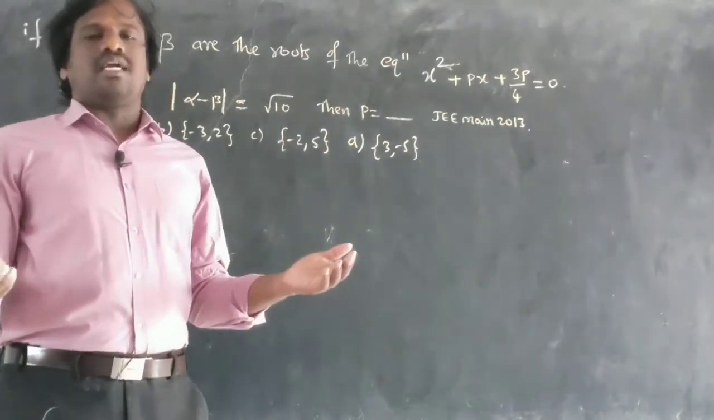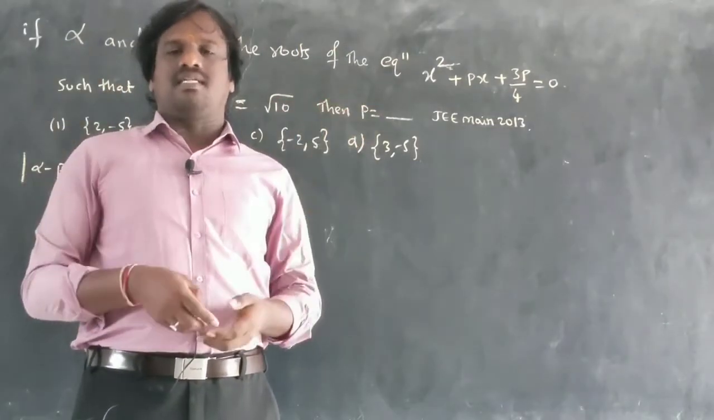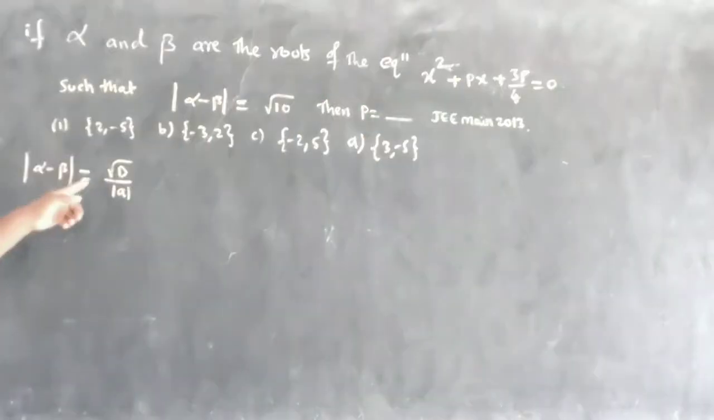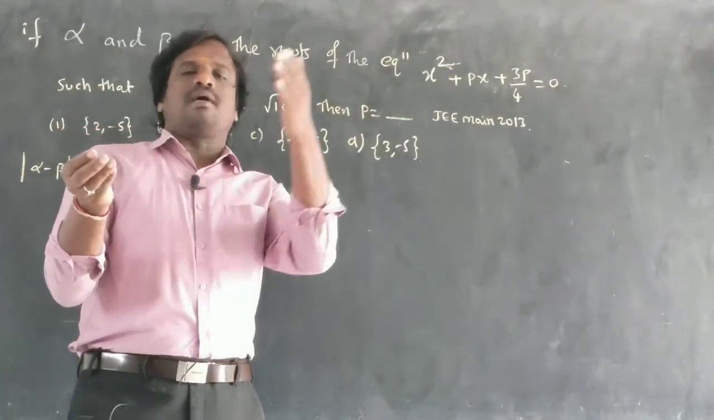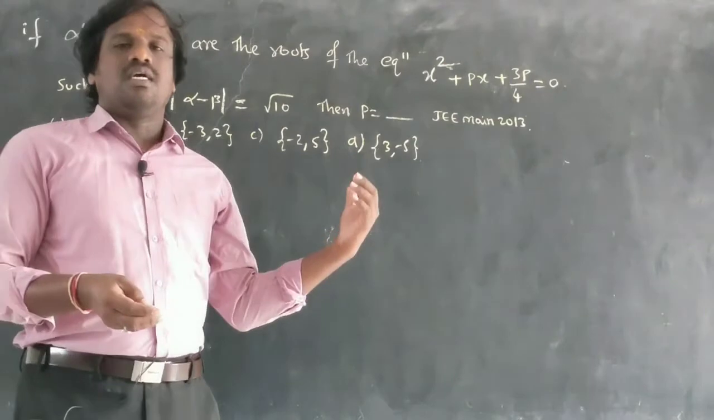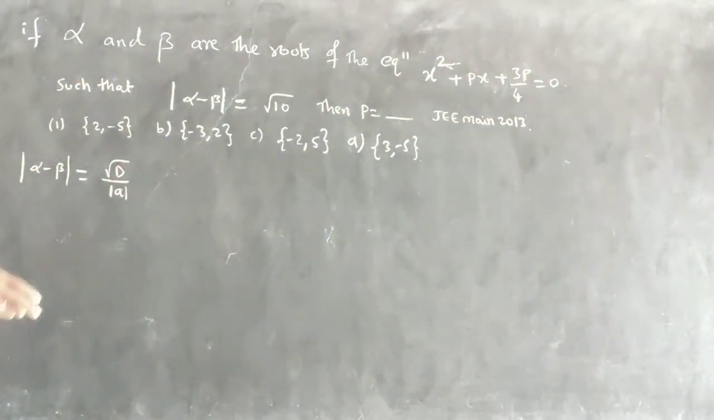You know, I have already given you the formula for modulus of alpha minus beta, that is root d by mod a. If you don't know, just go to my previous lectures and watch them. I derived this and gave it to you. Now let us follow the steps and find the required value.